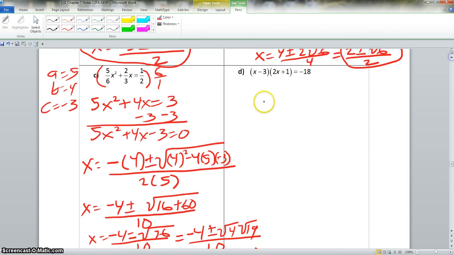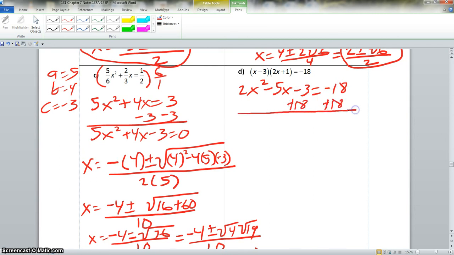Now we have to go back up here to D. Now we need to multiply these two parentheses out, which we know would end up with 2x squared minus 5x minus 3 is equal to negative 18. We will add 18 on both sides. We will have 2x squared minus 5x plus 15 equals 0. Now let me draw a little line here to separate this.